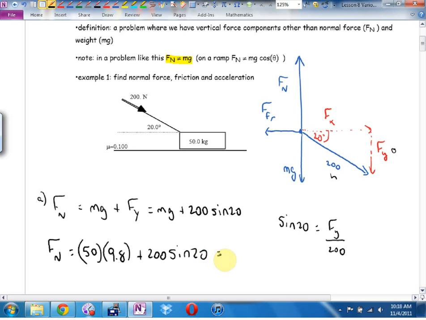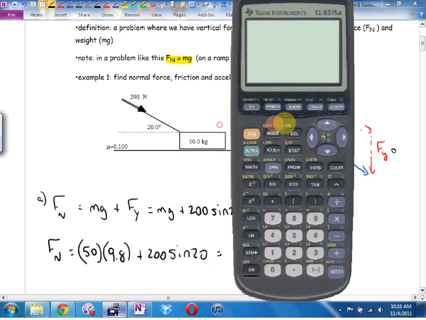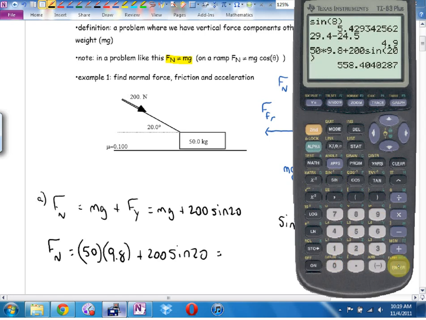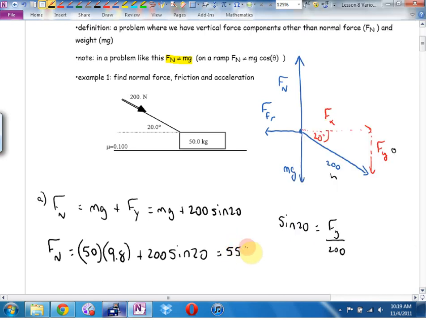What is 50 times 9.8 plus 200 sine 20? Five, five, eight. I'd love to hear the sound of calculators being opened. So I'll write 558 because this is an answer, so I'll go to 3 sig figs. I'll keep this number on my calculator, though, anticipating that I'm going to use it. 558 newtons.